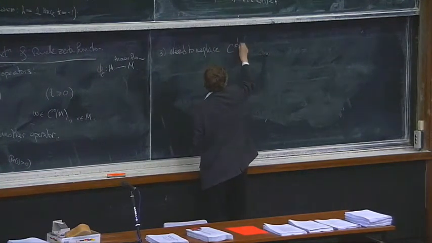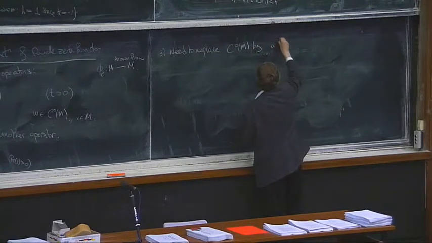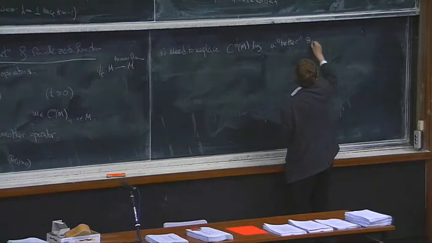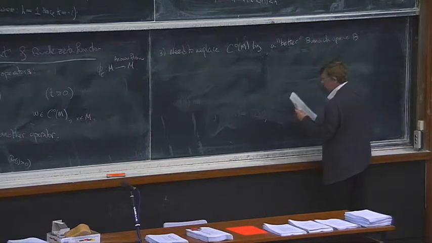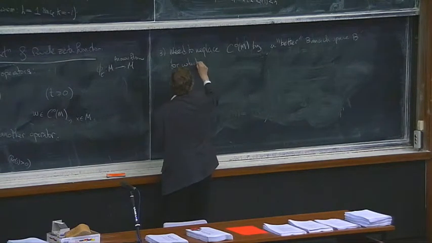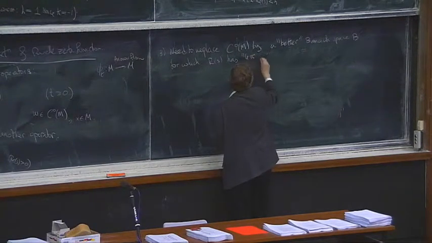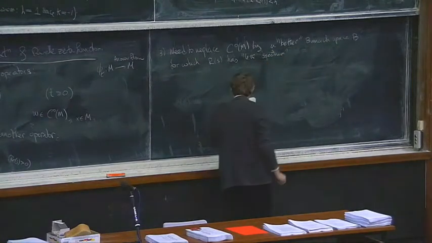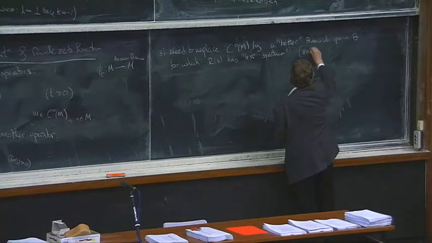this rather old-fashioned space C0 of M by a better Banach space, for which R of s has less spectrum. And these are what are called anisotropic spaces.